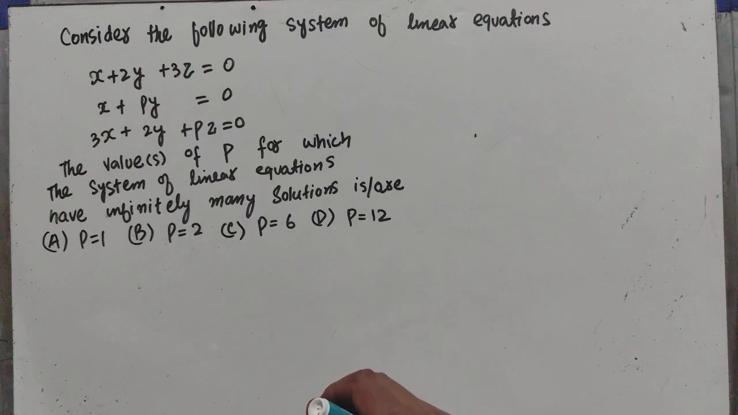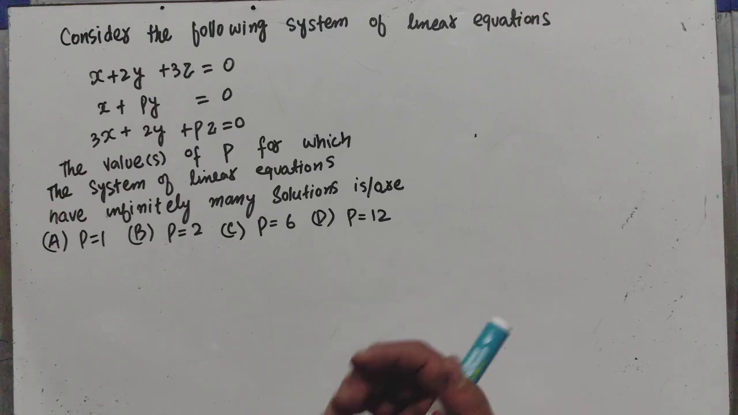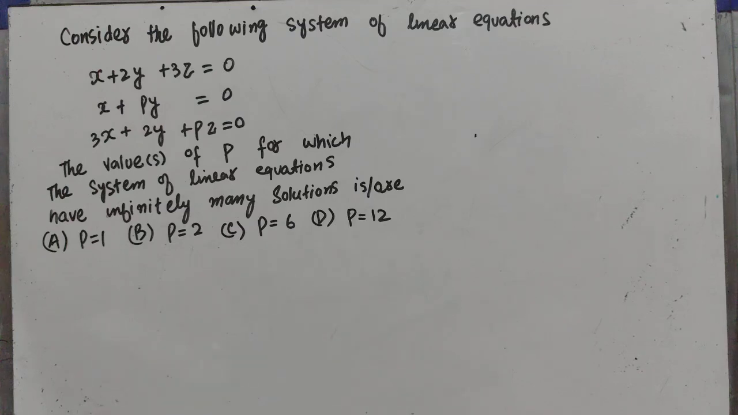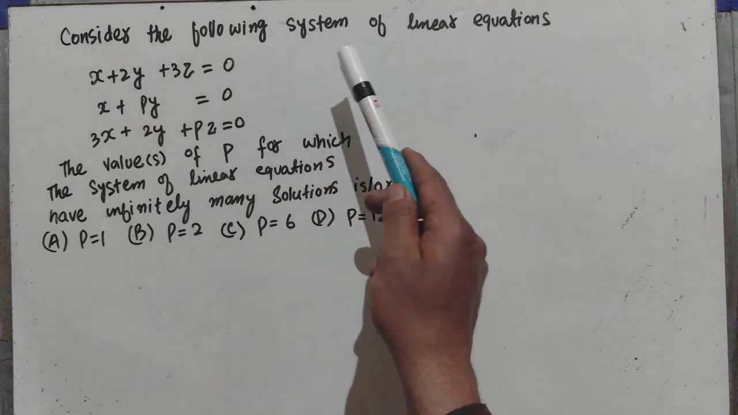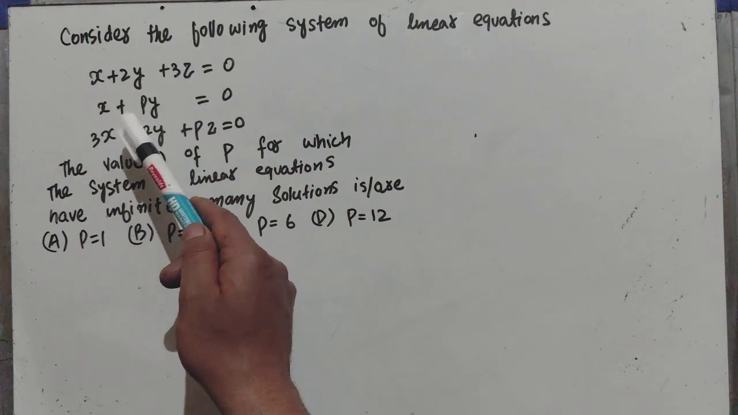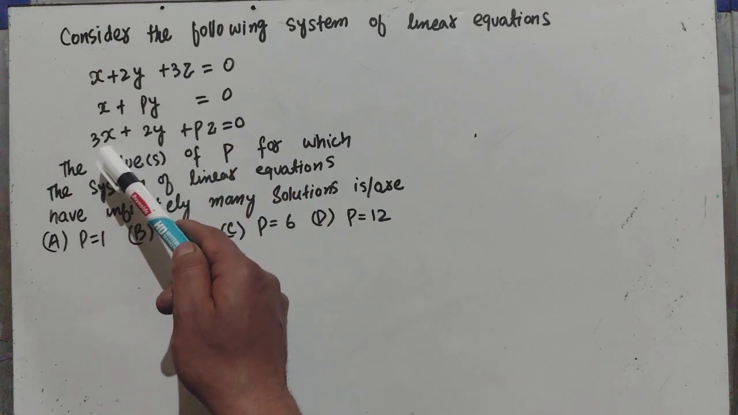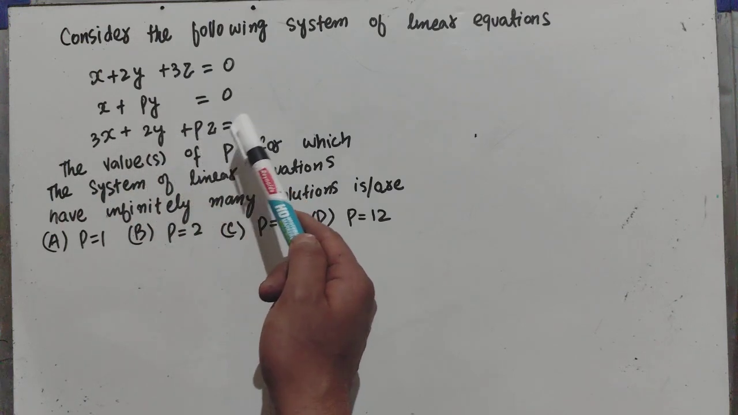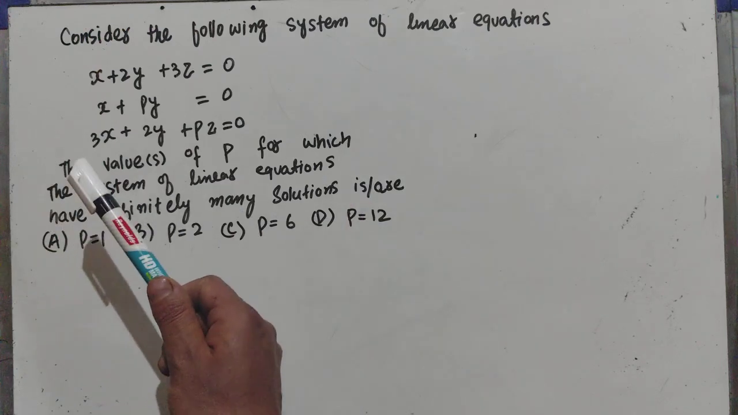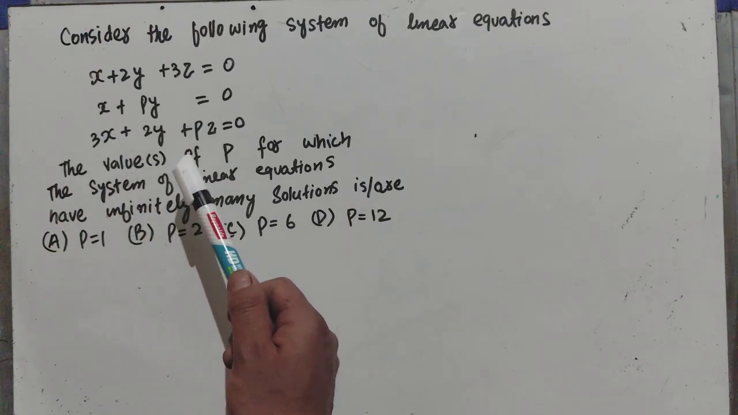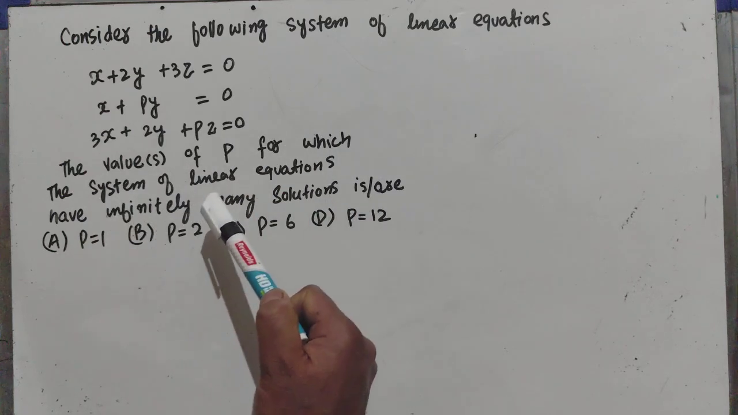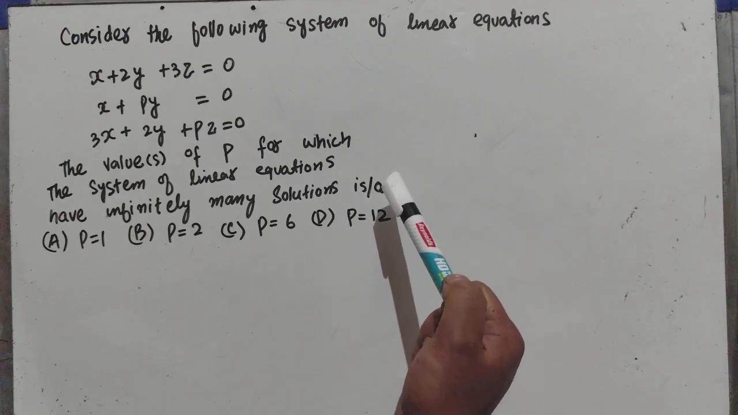This question is about how to find the value for which the given system of equations has infinitely many solutions. Consider the following system of linear equations: x plus 2y plus 3z is equal to 0, x plus py is equal to 0, and 3x plus 2y plus pz is equal to 0. We have a system of three linear equations. We need to find the value or values of p for which the system has infinitely many solutions.